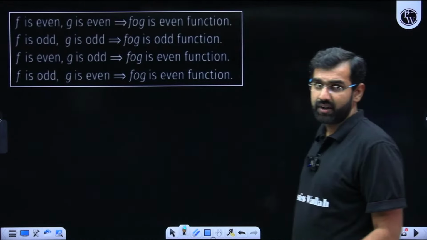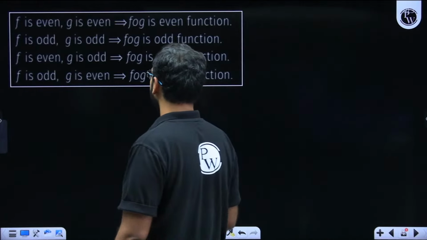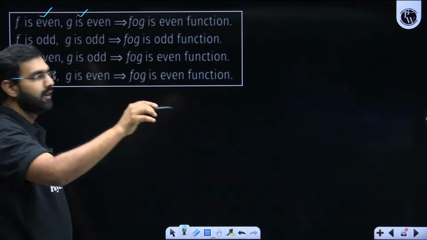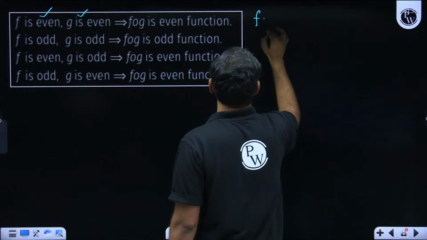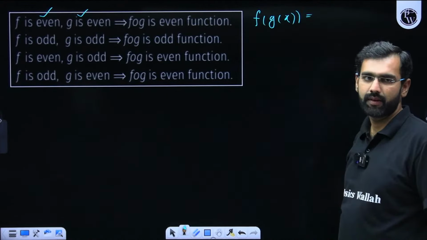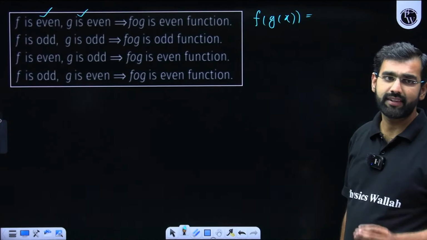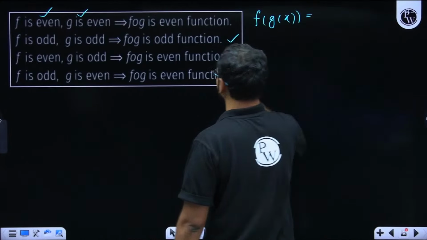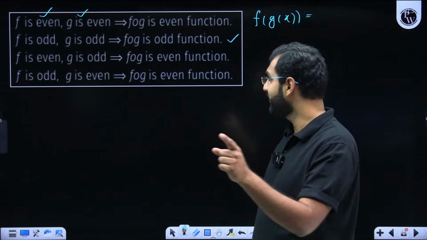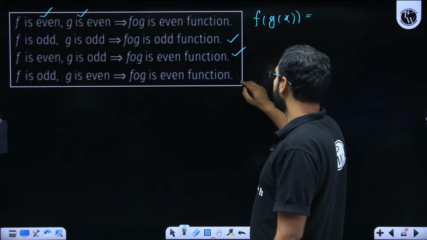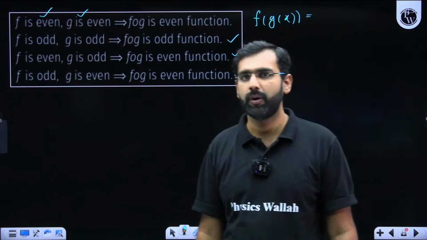Now, this is something related to the composition of functions. Composition of functions means what? If f of x is even, g is even. If both are even, then f of g of x or g of f of x will be an even function. Remember that. You can directly remember these results and apply them here. If both are odd, then their composition will be odd. If f is even, g is odd, f of g is even. If f is odd, g is even, then also f of g is even. I hope you'll remember that.